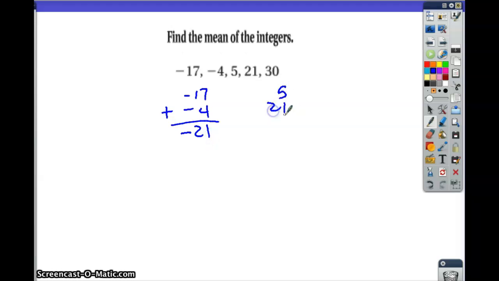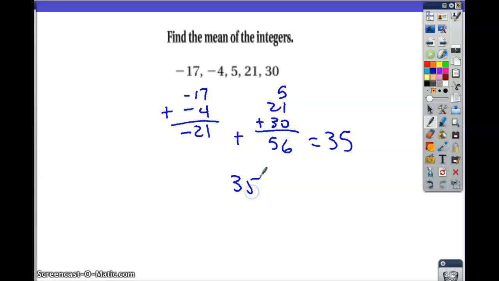Add your positives. You get 6 and 5, so 56. And you want to add these two together. Again, the signs are different, so you subtract. 6 minus 1 is 5. 5 minus 2 is 3. 56 is bigger than 21 and it's positive, so your total would be 35.